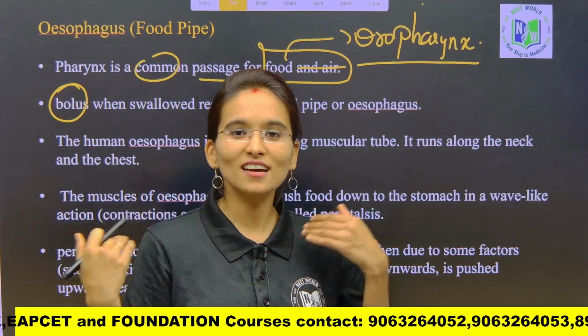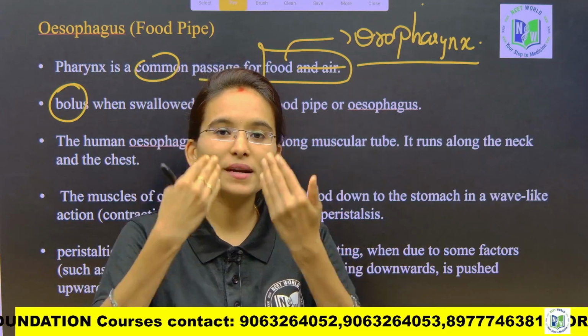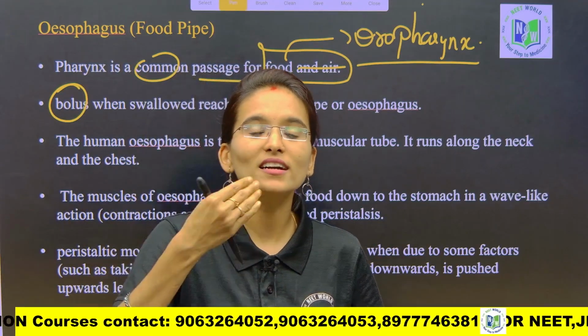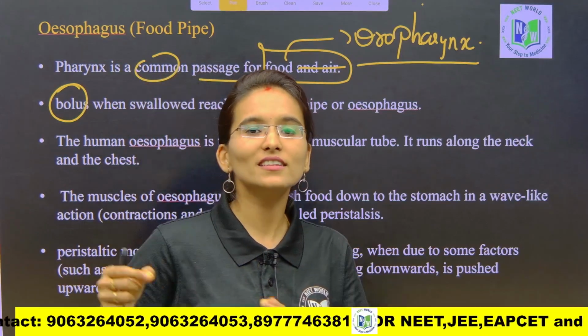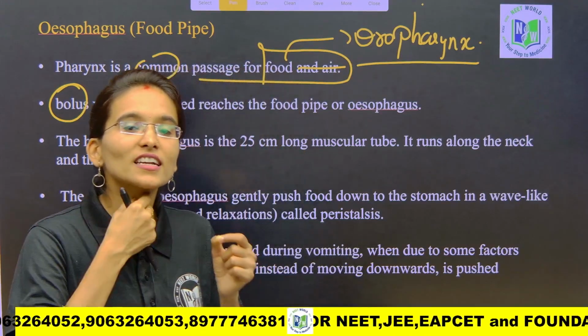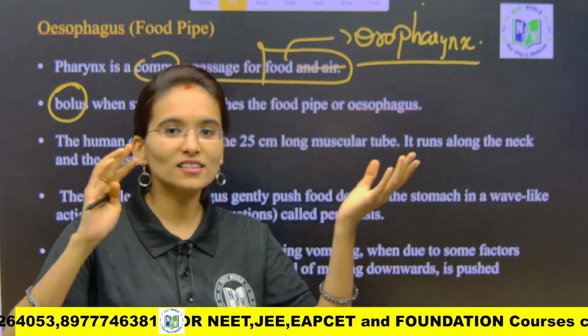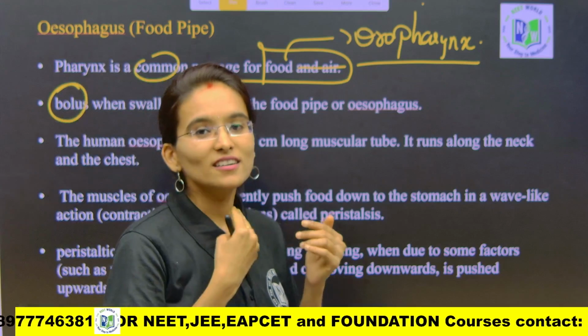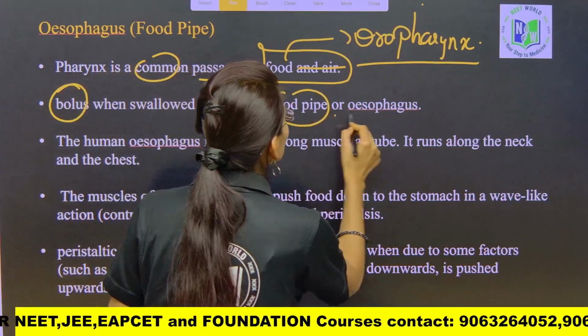From here, is there any other part? Can it move to the hands or legs? No. The complete alimentary canal contains a series of compartments in order, so it is going to travel in the same order. Directly it cannot reach the liver or the hands or somewhere else, but from here it is going to reach the food pipe, or esophagus.